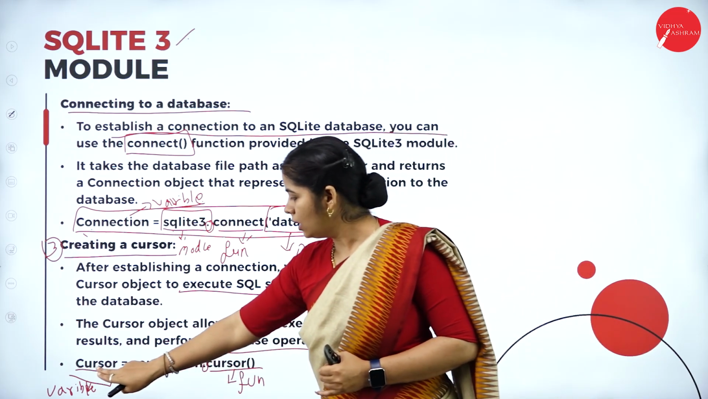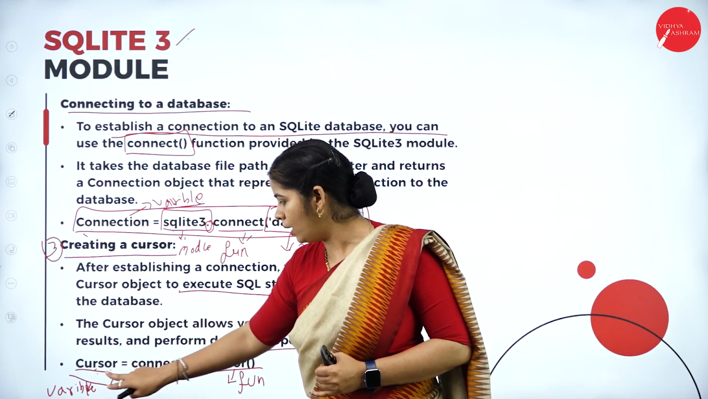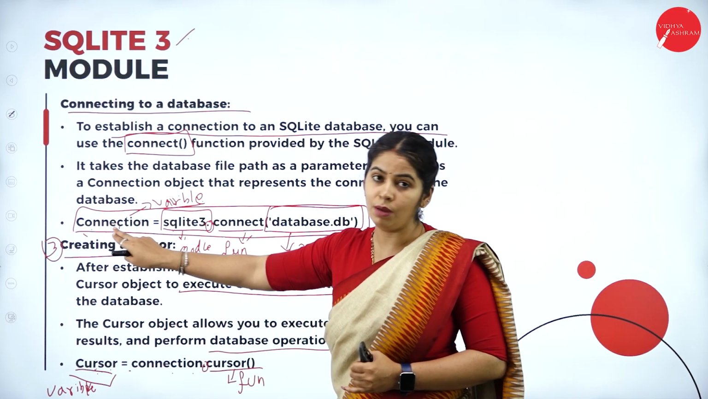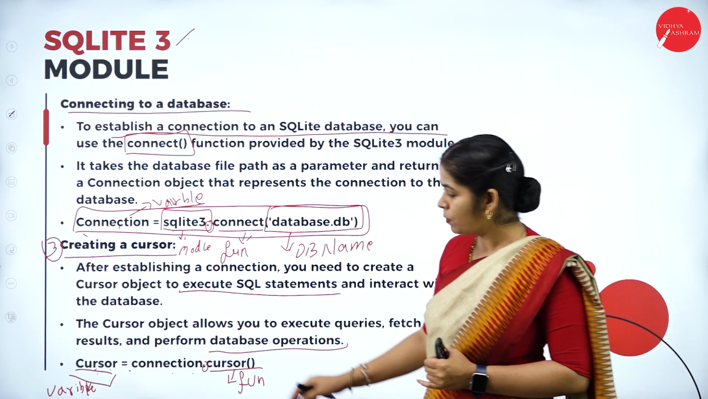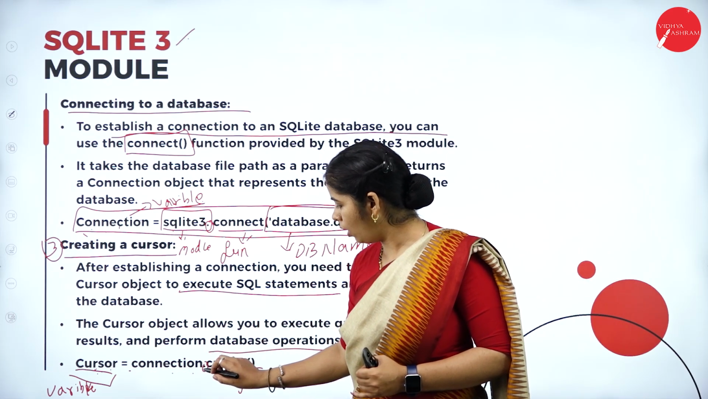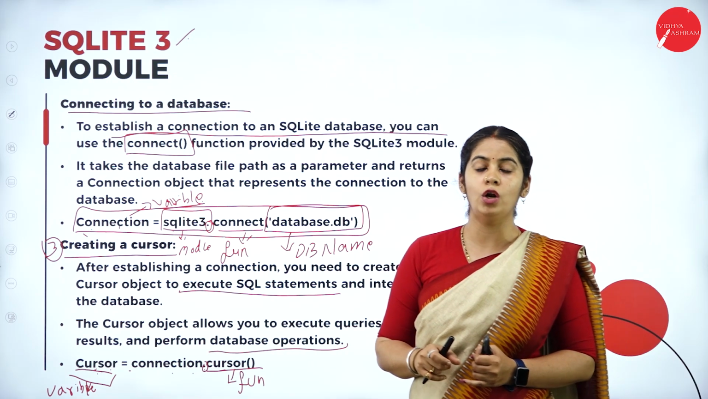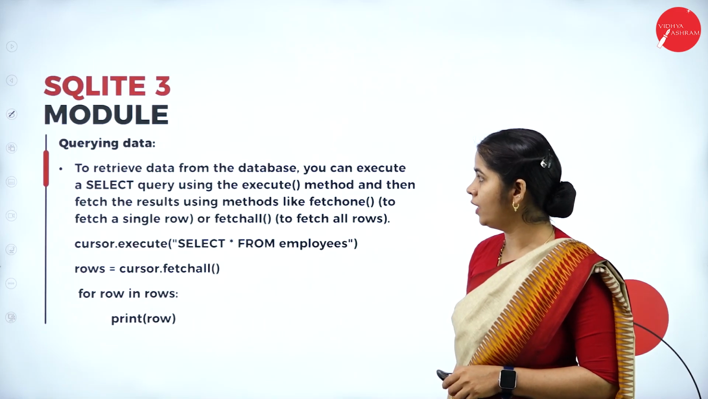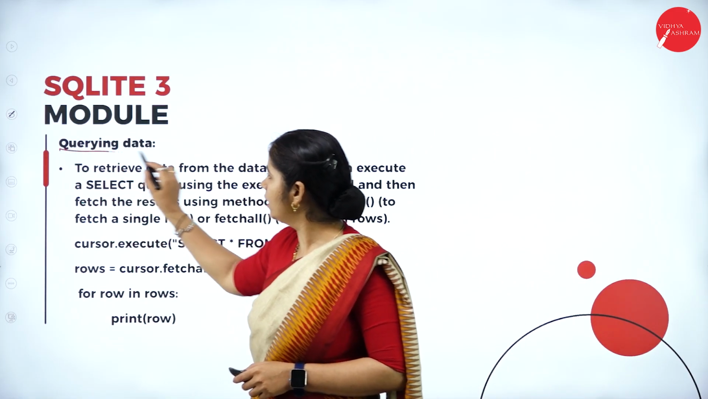First the variable, whichever variable you want as a cursor, that variable name, and then the connection. What is this connection? This is a variable which is created using the connect function. After that, with the dot operator, we need to call the cursor function. This cursor function allows you to execute the queries and perform operations on the database. After that, with execute, we are querying the database.